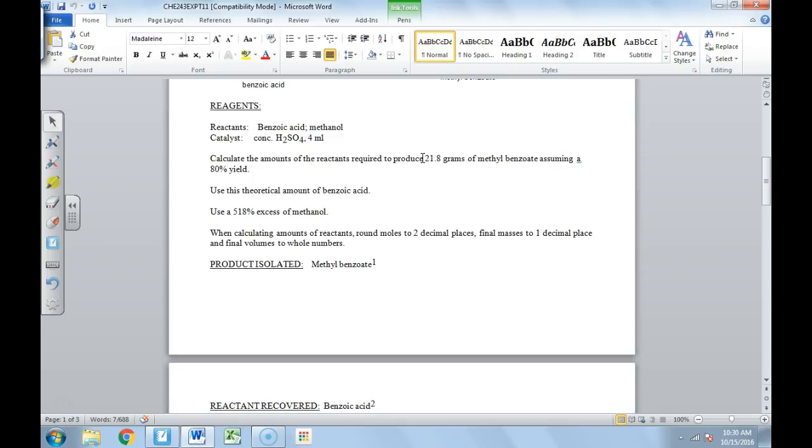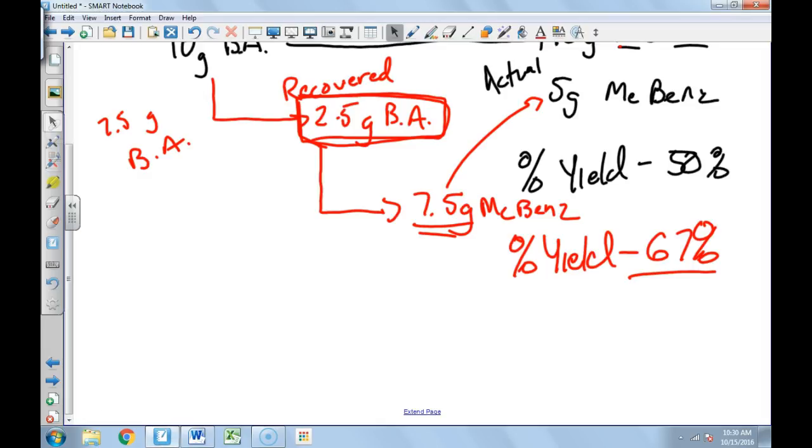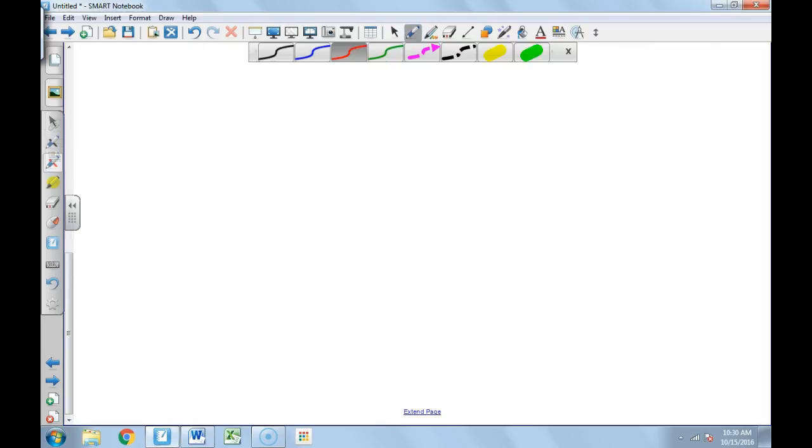Okay, so this is how much in theory you want to get. 21.8 grams of methyl benzoate, assuming an 80% yield. And that sometimes confuses people. So let me come up here.